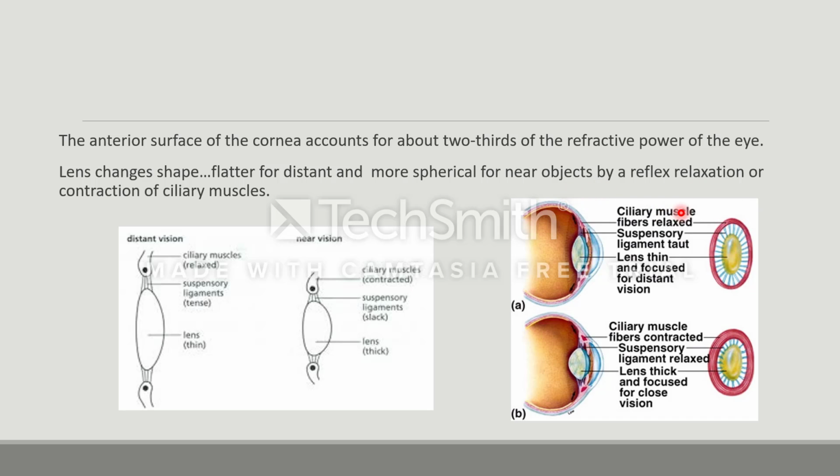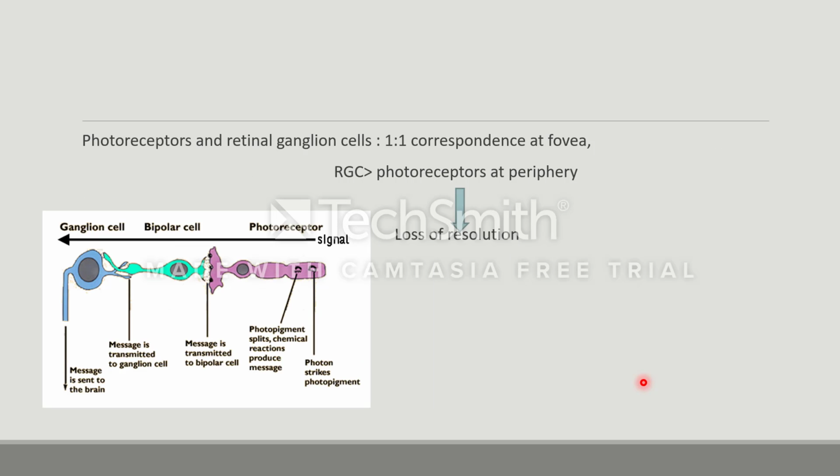What happens is there is a relaxation of the ciliary muscle. So these are the relaxed ciliary muscles. As a result the suspensory ligaments attached to the lens become taut, and then the lens becomes thin, and therefore it is focused for distance vision. Now when the ciliary muscle fibers are contracted, the suspensory ligaments are relaxed and the lens becomes thick, and it is focused for close vision or near vision.